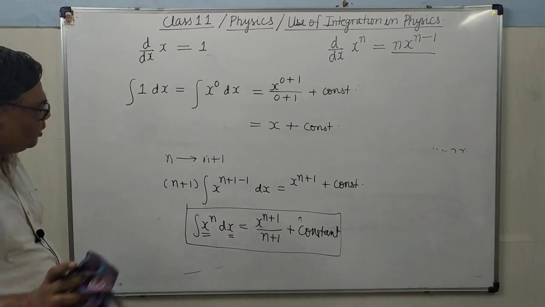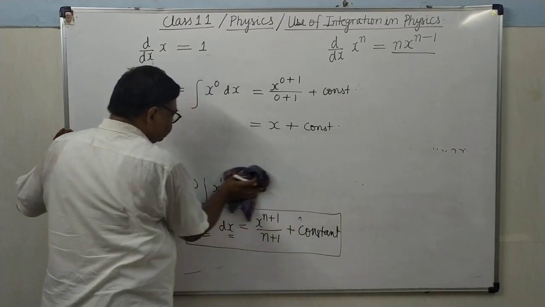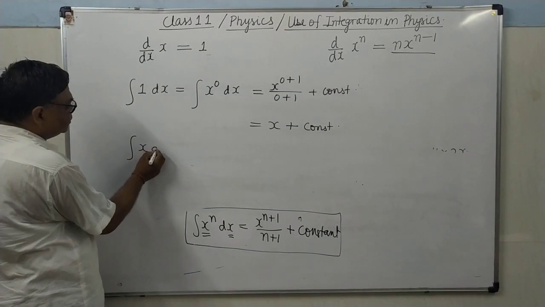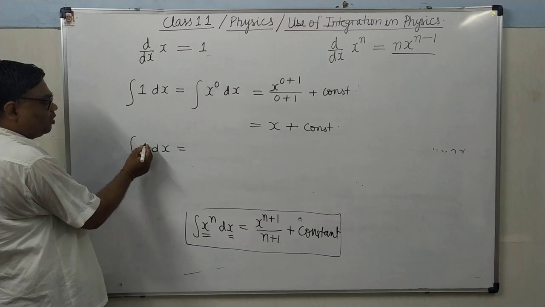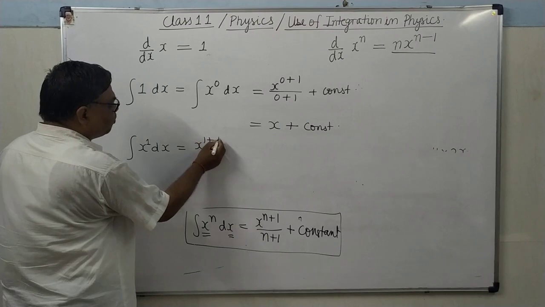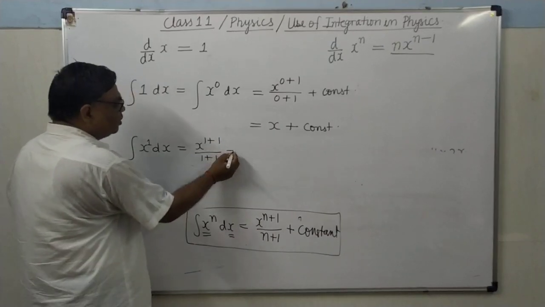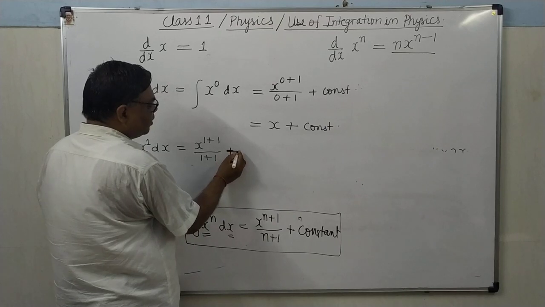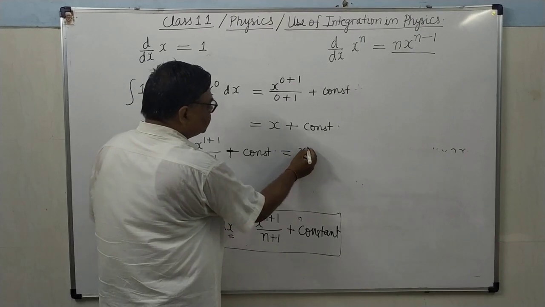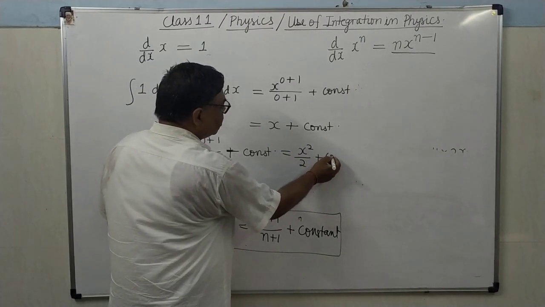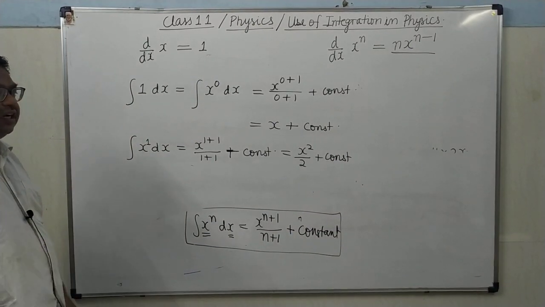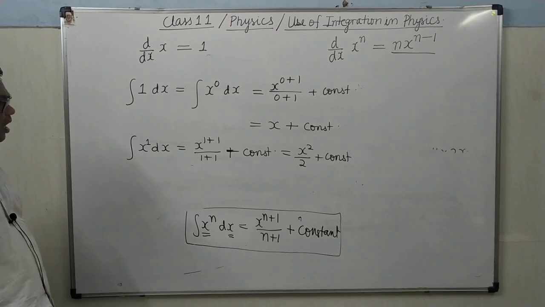Now see what will be integral x dx. What is the power? No power means the power is 1. When you apply it, x to the power 1 plus 1 upon 1 plus 1, plus constant. So it will be equal to x square upon 2 plus constant. This will be the integral x dx. Integral x dx is x square upon 2.